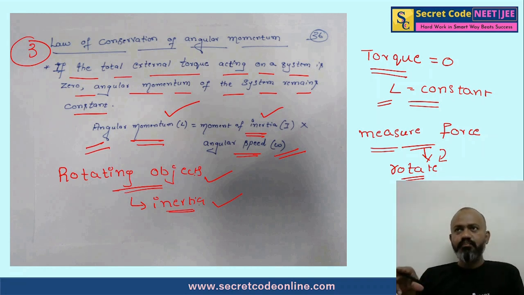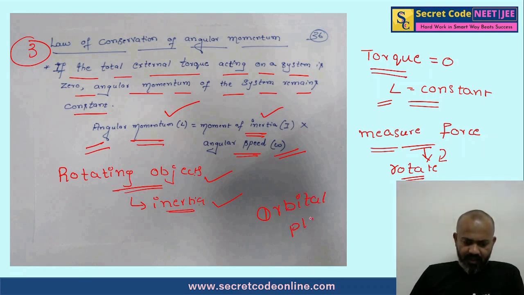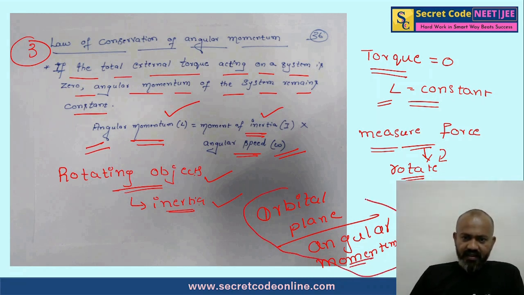If we give one example, we will get a clear understanding about this law of conservation of angular momentum. Planets are revolving around the sun. The sun is their center and planets are revolving around the sun. Here we can explain how the conservation of angular momentum works. Planets are revolving around the sun in an elliptical orbit. To maintain their orbital plane and angular momentum, they will keep both constant in their plane. Only then is angular momentum conserved.